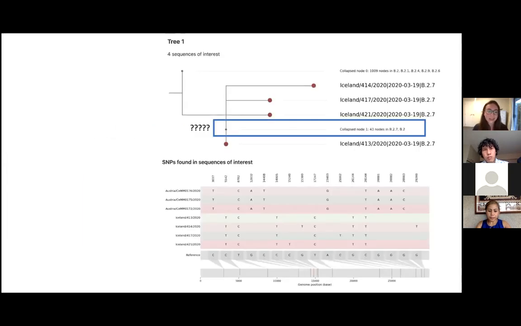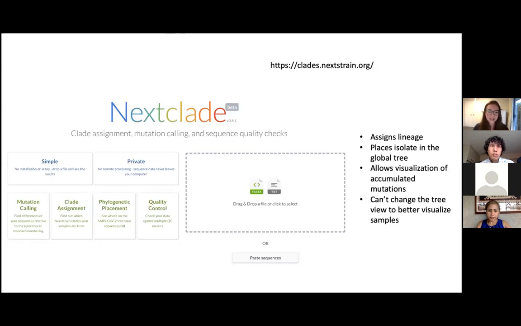So that's, I would say, a mainly UK developed project. The sort of American equivalent is Nextclade. It can be a browser tool, or you can download it and run it locally. But basically you take your genome that you've got, you can drag and drop it into your browser, which is quite fun and easy. And again, it'll tell you what major lineage your sample is from. It will place your isolate in the global tree, and it lets you look at mutations that have accumulated.